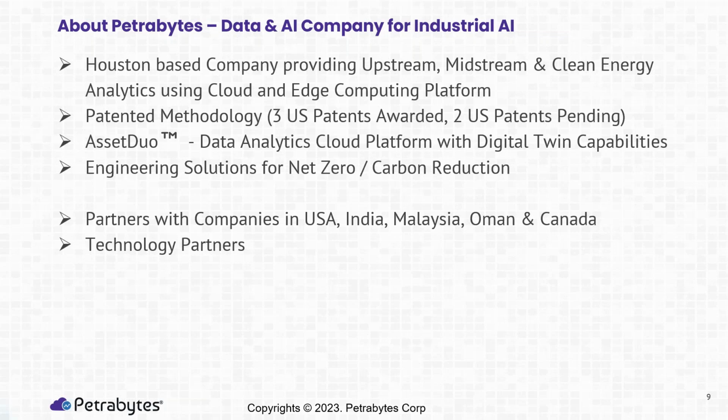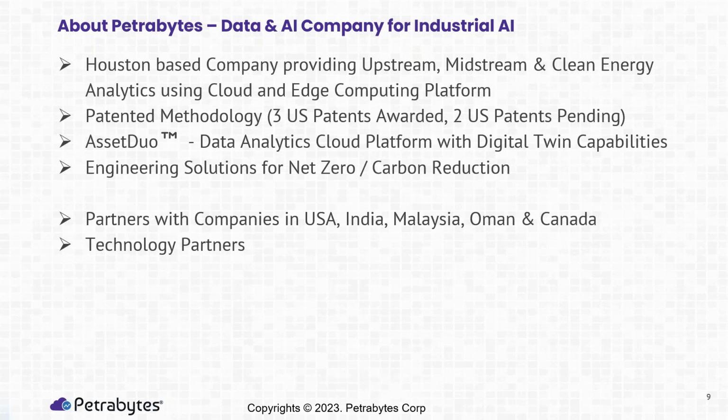And it's really exciting to say that there are 3 US patents and 2 patents pending. And one of the flagships is Asset Duo. It's a data analytics cloud platform that has digital twin capabilities. And you'll find out what that means to pipelines shortly. And then there are engineering solutions for net zero, carbon reduction. As you know, that's going to be more important for all of you out there because you're going to have to be able to quantify the ways that you are reducing your carbon footprint in order for your company to be compliant to new SEC guidelines.